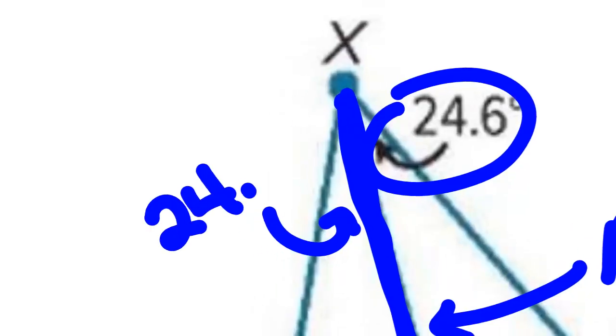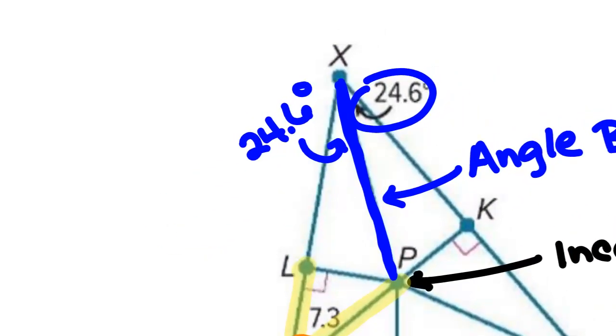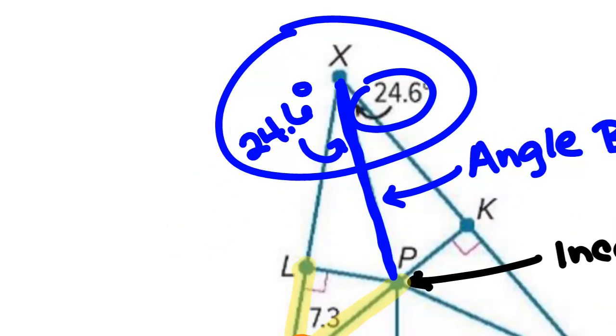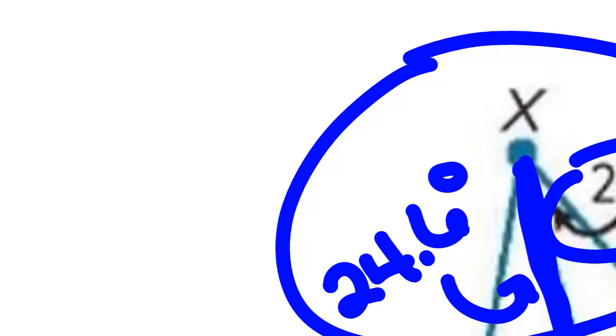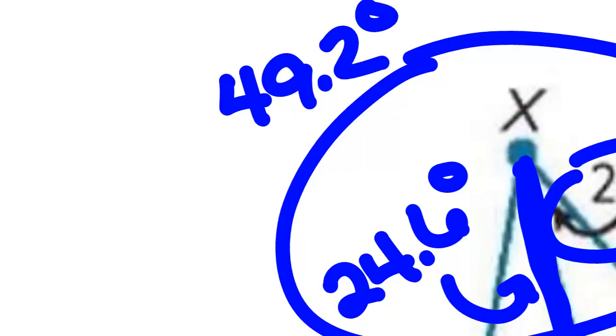(24.6 degrees). So this whole big angle up at the top, if I look at the whole thing, how big is that whole angle? What do I do to find that angle? Add these two together. What do I get when I add those two together? 49.2 degrees.